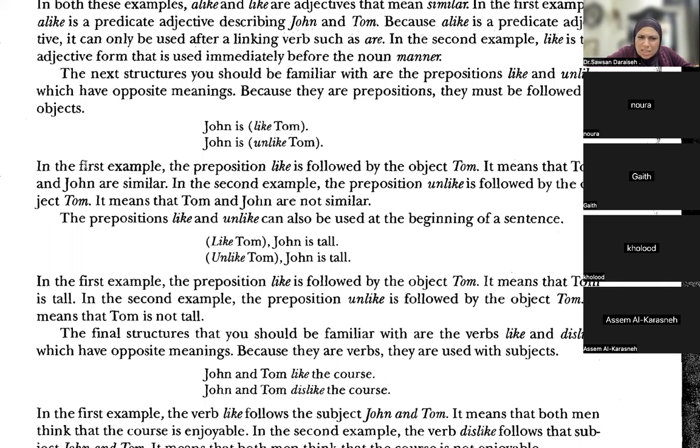In the first example, the preposition like is followed by the object Tom, right? It means that Tom, did I discuss this? I think that I did, right? Did I discuss this, guys? Or I'm repeating myself, صح عم بعيد نفسي, right? So let's take a look.